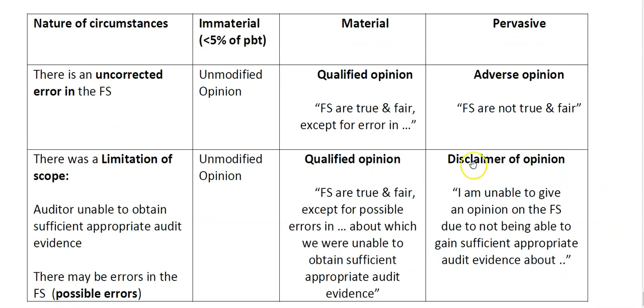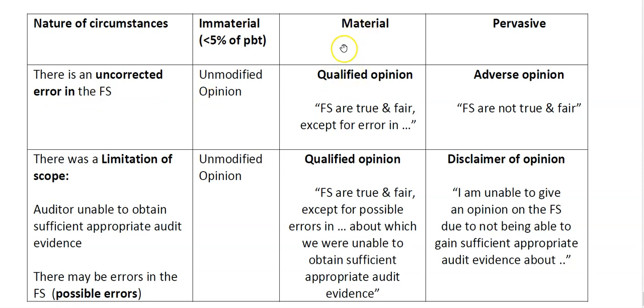So I said there are two types of qualified opinions, and then adverse and disclaimer. So we'll look in a bit of detail at what's material and what's pervasive, but material is an important issue. Pervasive is a very important issue, if you want to term it like that, a bigger issue. So a non-corrected error in the financial statements.